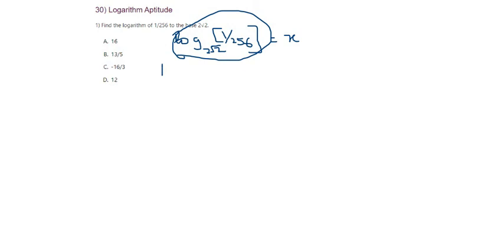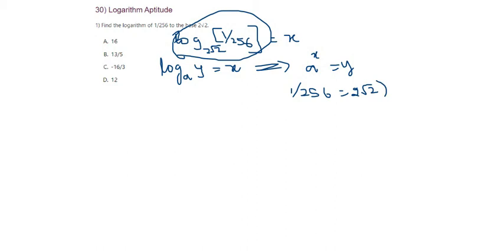Okay, so we also have to remember the formula. Log a of y is equal to x, which is similar to a to the power x, which is equal to y. So we can write this as 1 by 256, which is equal to 2 root 2 whole power x.